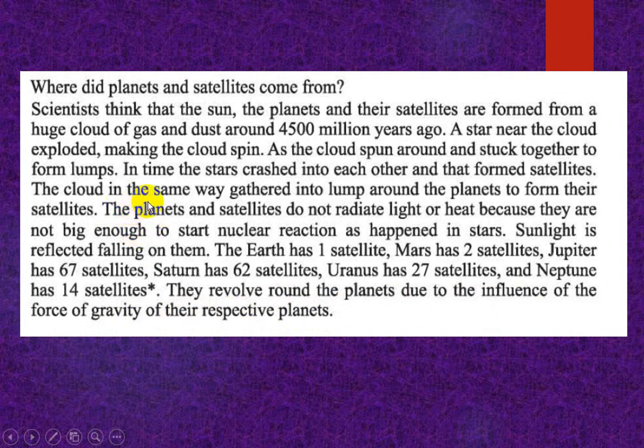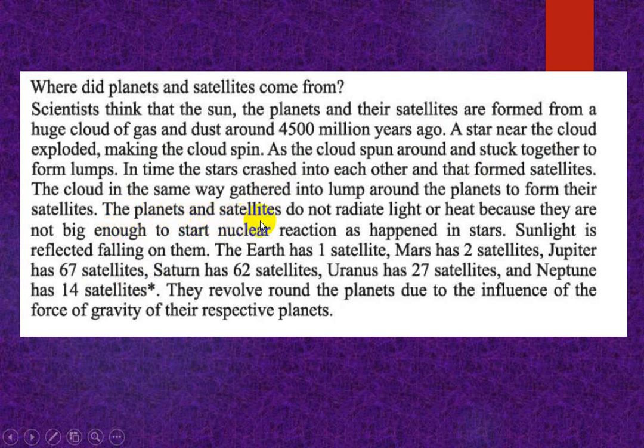Where did planets and satellites come from? Okay, scientists think that the sun and planets and their satellites were formed from a huge cloud of gas and dust around 4,500 million years ago. A star near the cloud exploded, making the cloud spin. As the cloud spun around and stuck together to form lumps, in time these crushed each other and formed satellites. This is the theory. Maybe someday it will be proved wrong, I don't know. Okay, maybe scientists give this.